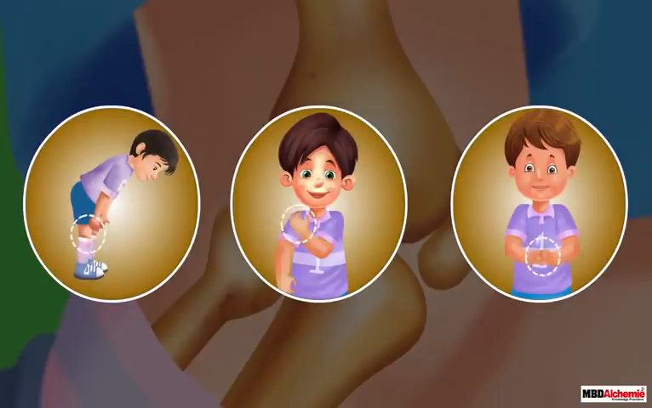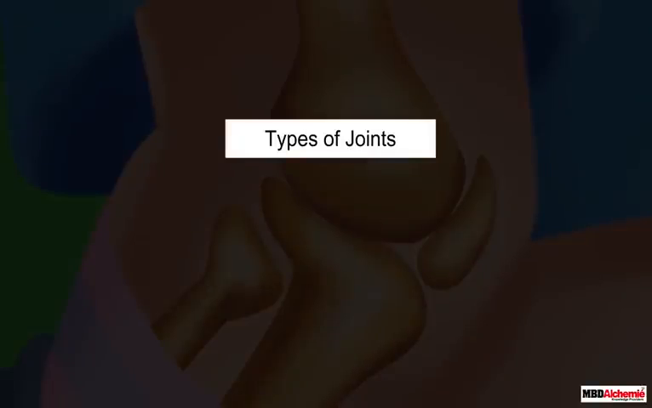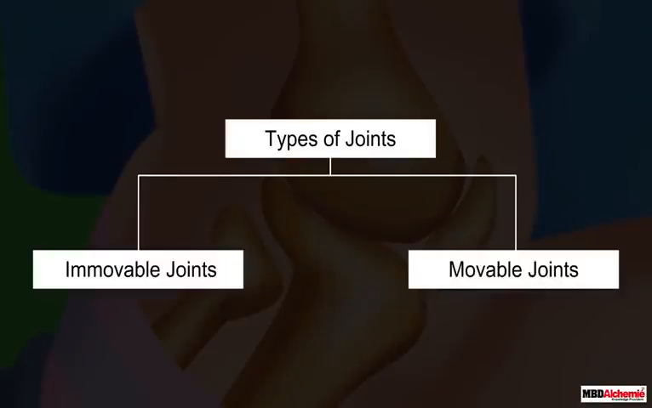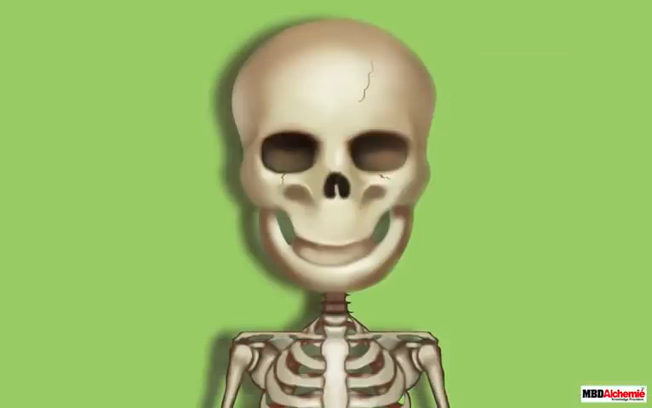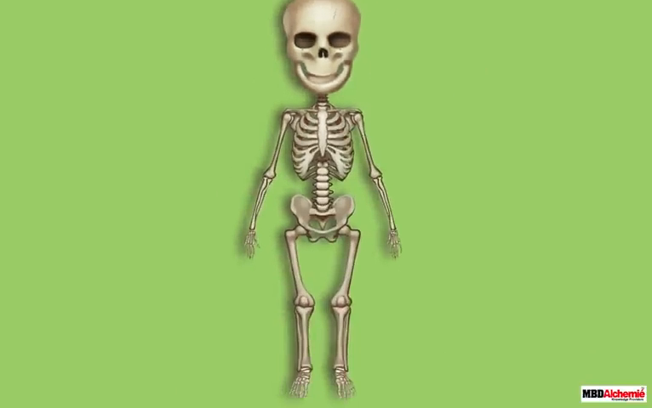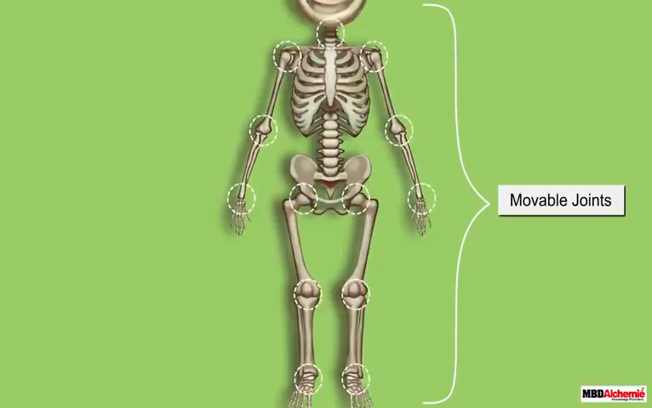Not all joints allow movements. On the basis of whether the joint helps in the movement or not, these joints can be categorized into two types: immovable and movable. The immovable joints are the joints that allow no movement of the body parts. These are also called fixed joints. Such joints are found in the skull. Except the joints present in the skull, all other joints found in the body are movable.